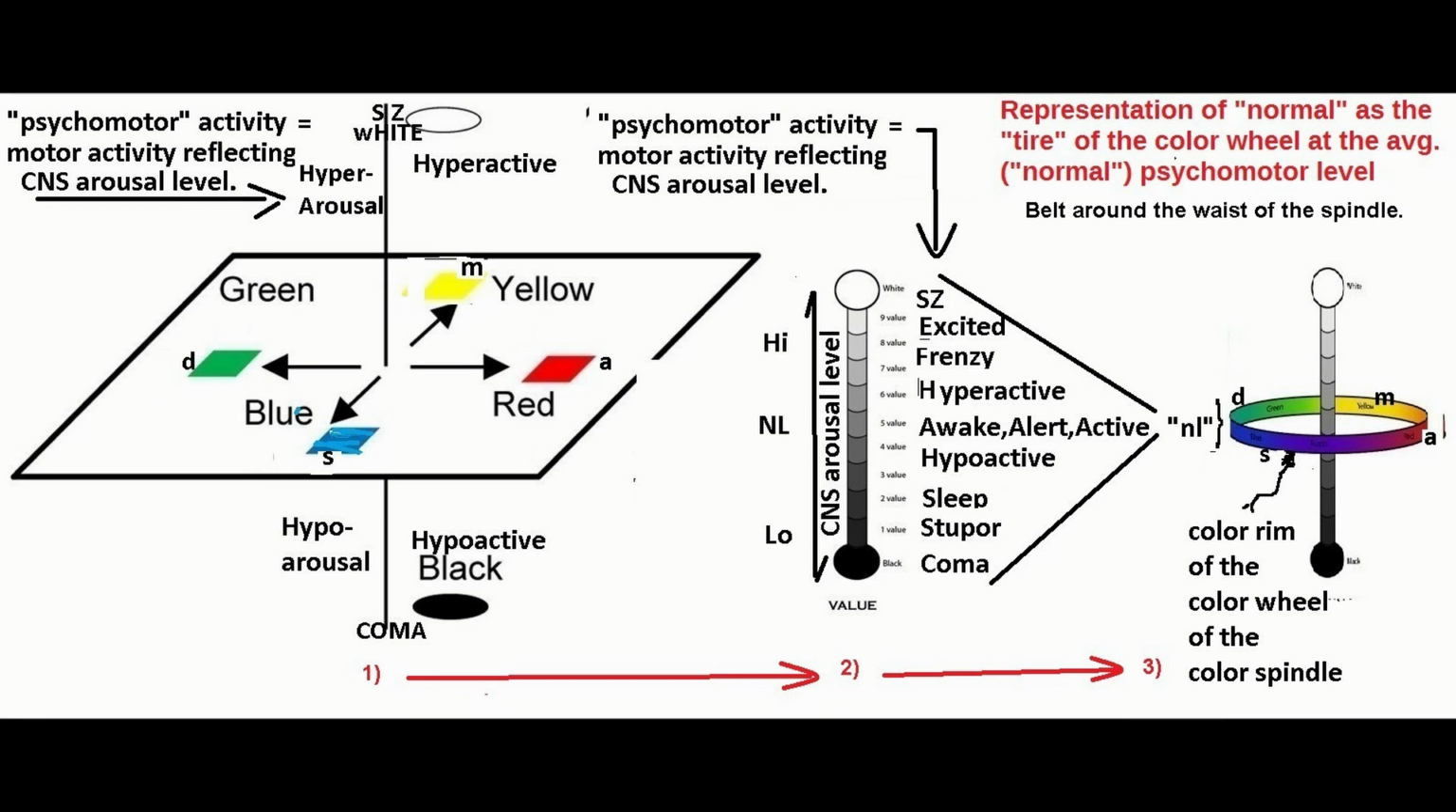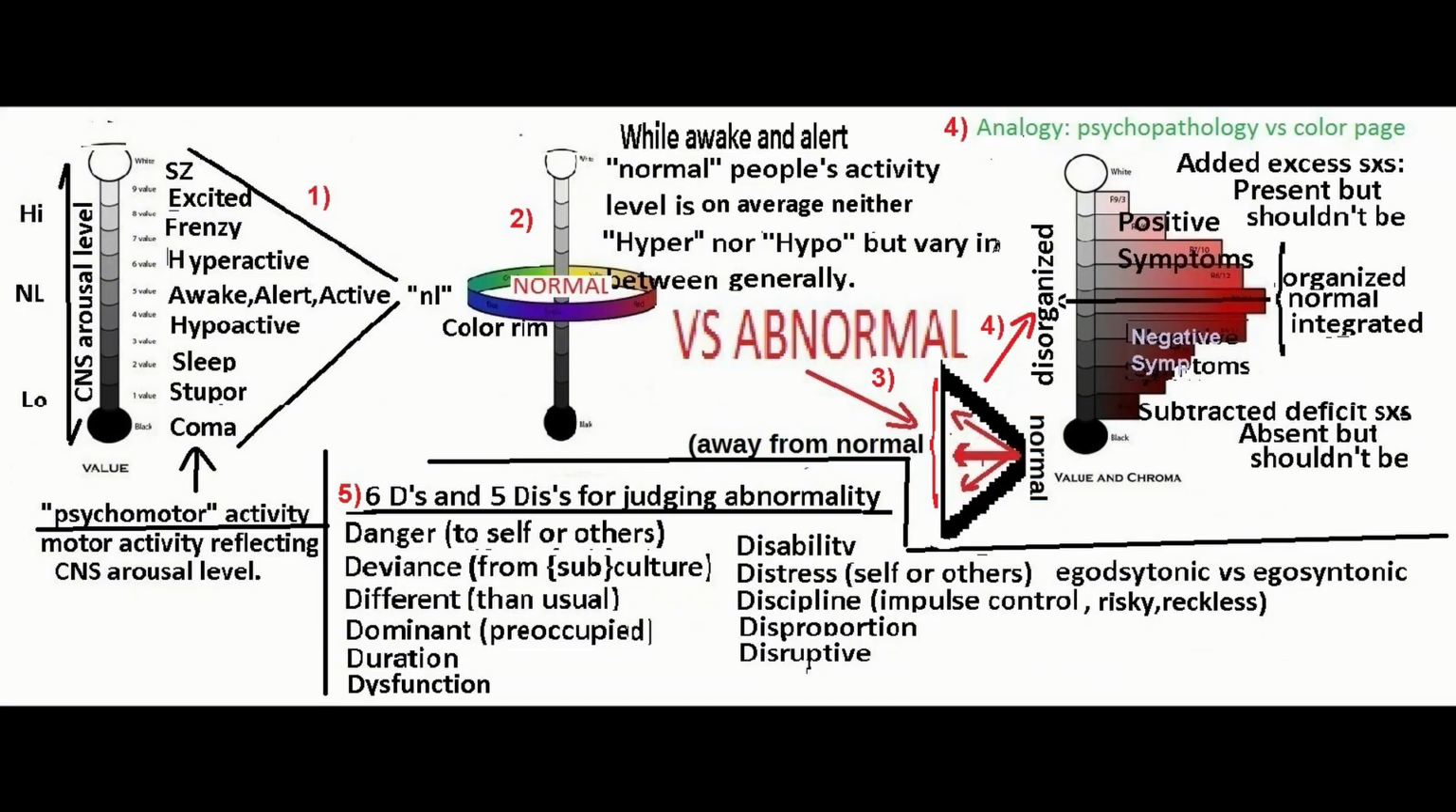Okay, here, concentrating on this psychomotor activity level again, these are different states that reflect the level of arousal of the central nervous system. And in the middle of the slide here is a representation of what the activity would be while they're awake and alert.